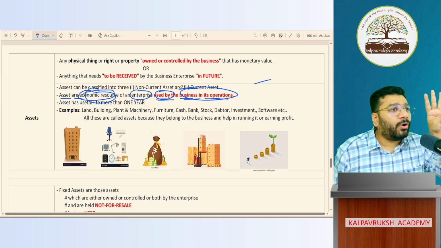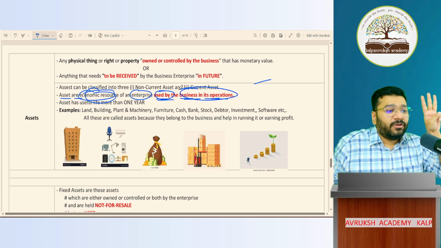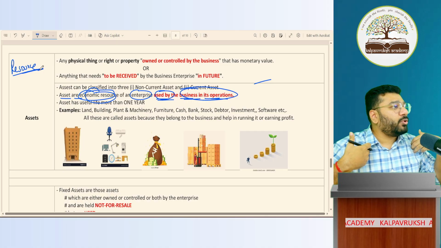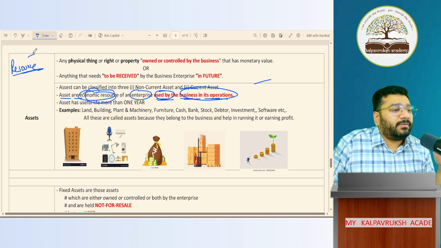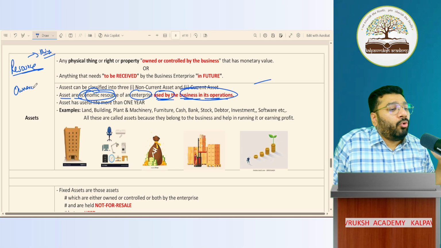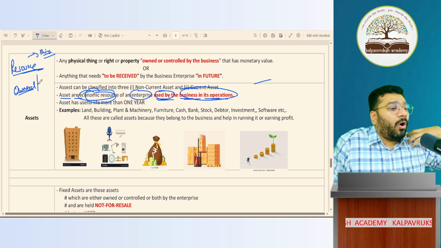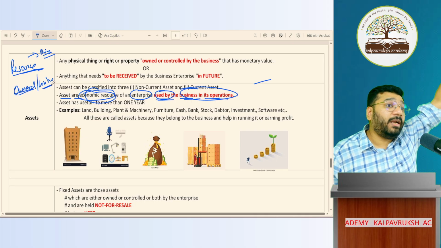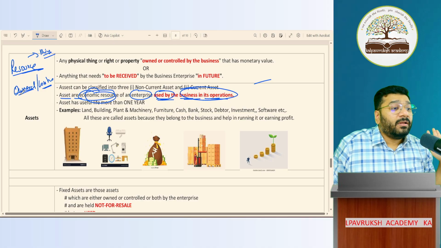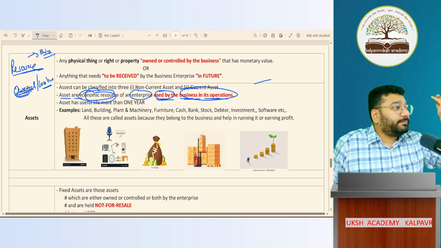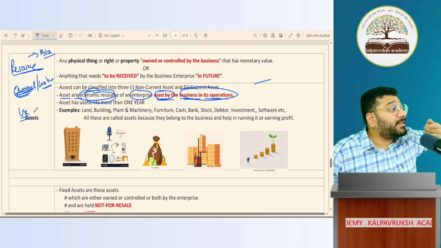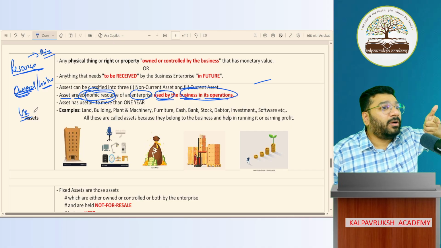So there are three conditions for an item to be an asset. What are the three conditions? First, there should be a resource. So the laptop is my resource, no? It's a thing. Resource means a thing. Second, it should be owned by me or controlled by me. Now, what is the difference? You will understand in CA Intermediate. At the 11th grade, I don't have to explain so much. It is not required. Owned by me. Third, I'm using it in the business to earn economic resources. What are economic resources? Paisa, money. Got it? Not got it?